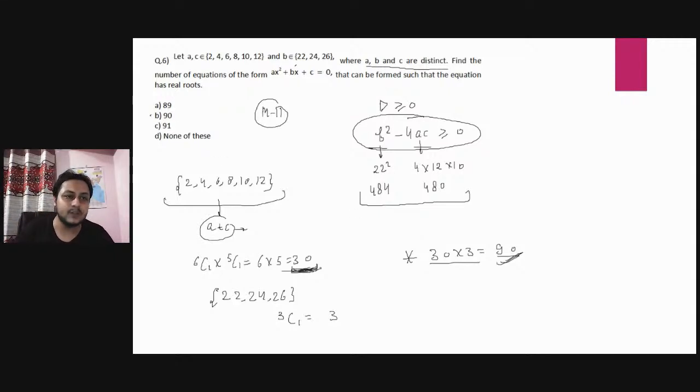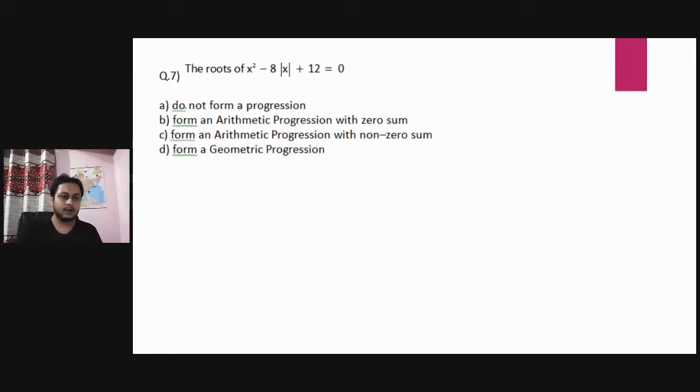Means option B is the right choice. Option B is the right choice. So interesting question, guys. Very interesting question. Now, guys, this one is homework for you.